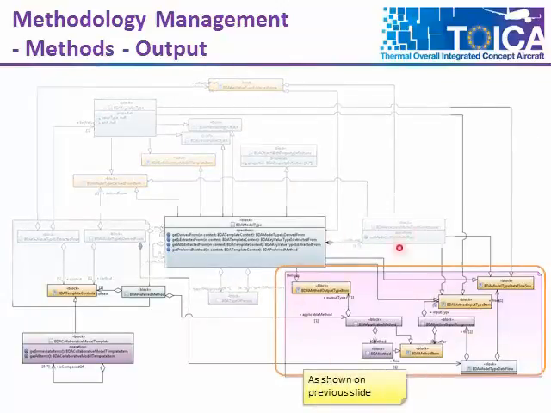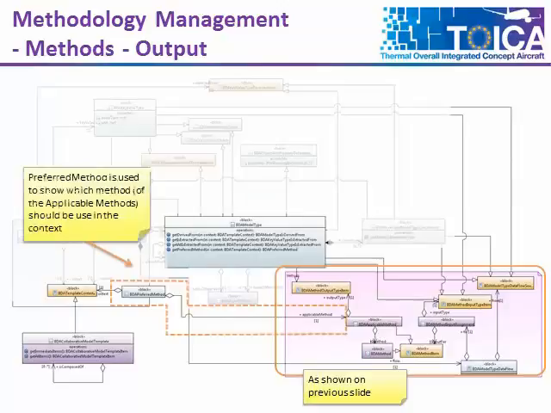This shows the applicable method and the method with its inputs and outputs from the previous slide in the context of a collaborative modelling template. The preferred method object is used to indicate which method should be used in the context of the collaborative modelling template. This has the relationship applicable method, pointing to the applicable method, and the relationship context pointing to the context or the collaborative modelling template. If the same applicable method is preferred in more than one collaborative modelling template, then separate preferred method objects are created for each collaborative modelling template.